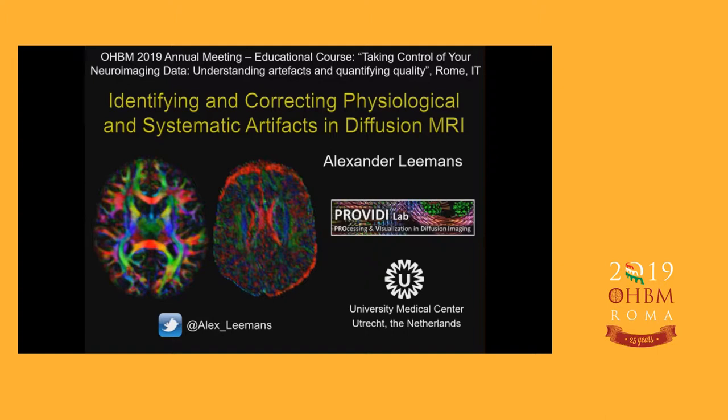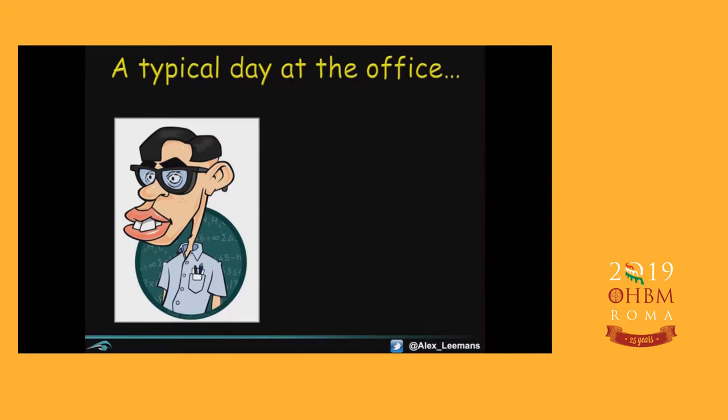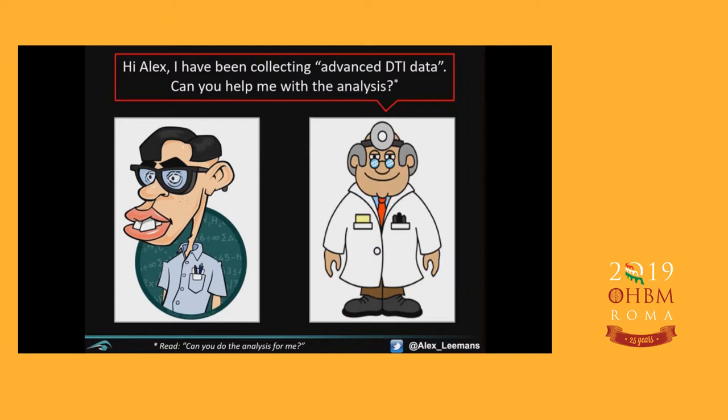And I actually want to start with what a typical day looks like in my case. Okay, so this is me. I'm the physicist. I'm the nerd in the lab, if you want. And here's the rich and handsome Dr. Bob. And he steps into my office and he says, "Hey, Alex, I've been collecting advanced DTI data. Can you help me with the analysis?" And obviously the little star says, "Well, can you do the analysis for me?" Which is fine. Every person has their own skill set, and so we're there to facilitate them, right?